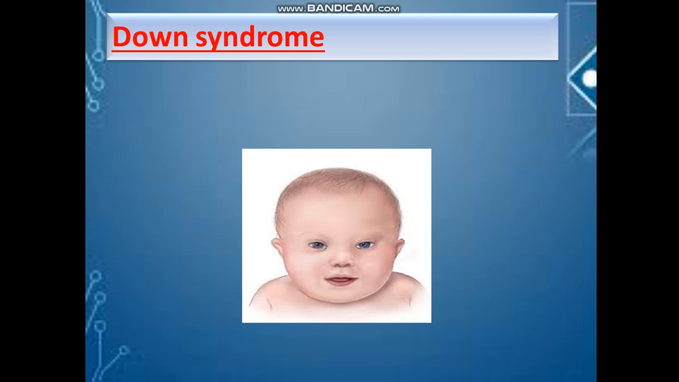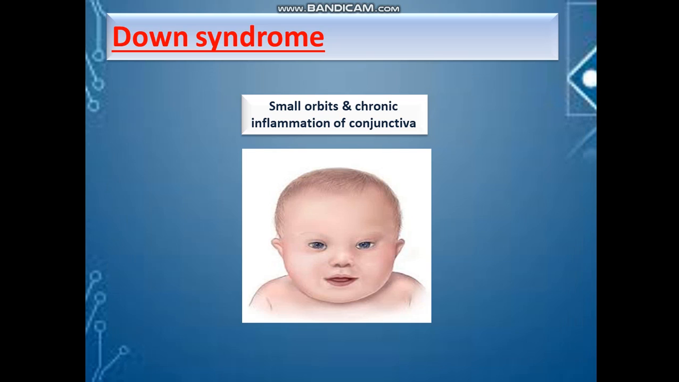General characteristic findings. There are many general characteristic findings aiding in the diagnosis of Down syndrome. Generally, the diagnosis of Down syndrome in children is not usually difficult because there are many characteristic facial patterns, beginning with small orbits and chronic inflammation of the conjunctiva, upward eye slope.